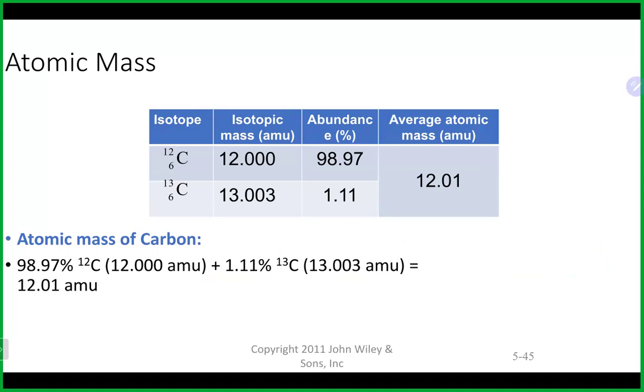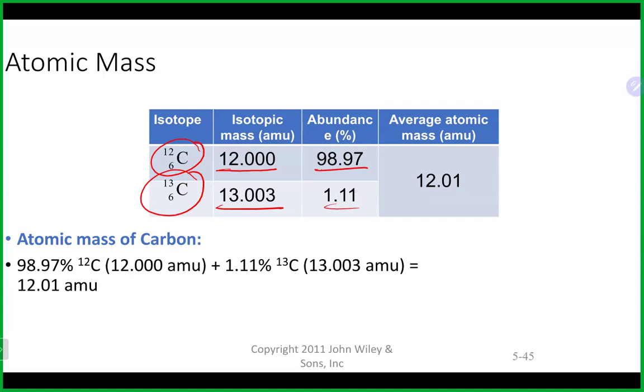So if we take a look, for example, at carbon here, and just to explain what we were just talking about, we see that there's a carbon-12 isotope. It has a mass of 12 AMU. It occurs about 98.97% of the time. We also have a carbon-13 isotope, which has a mass of 13.003 AMU, and that occurs about 1% or so of the time.